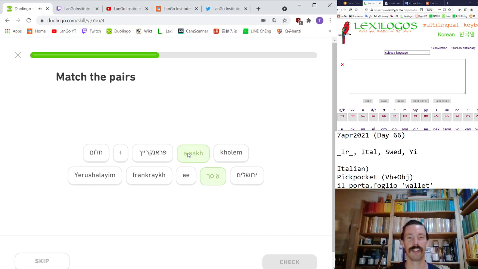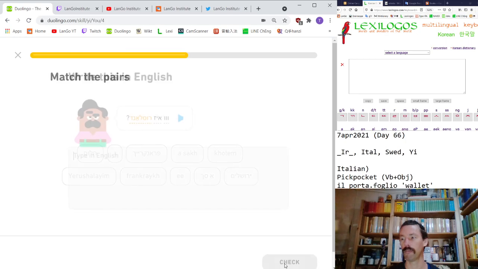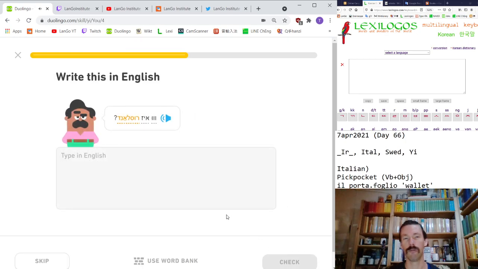Asach. Cholem. Cholem. I. U. Just a vowel letter. Frankrijk. Reich with the diphthong. Yerushalayim. So it sounds like they have a shu syllable in there. Yerushalayim. Wie is Rusland? V is Rusland.